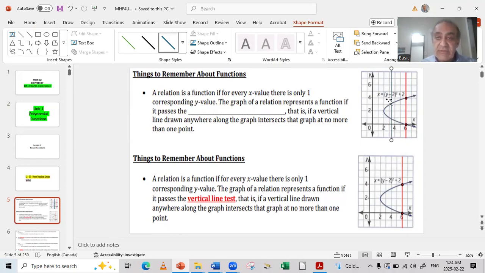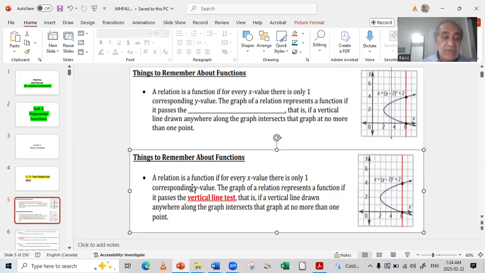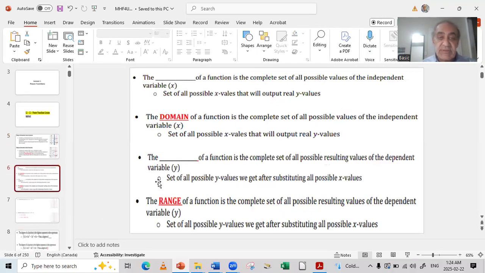As long as it intersects with the curve in 2 points, that means it's not a function. A function cuts only if I draw a vertical line, it will intersect with the curve in 1 point only, whether a curve or a line. So we call this the vertical line test. These things are to remember.